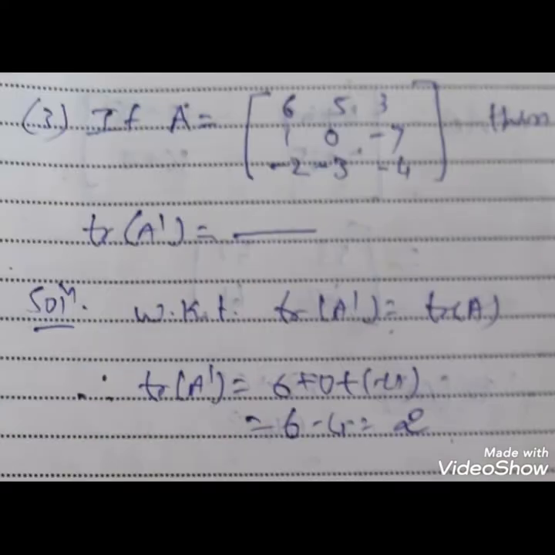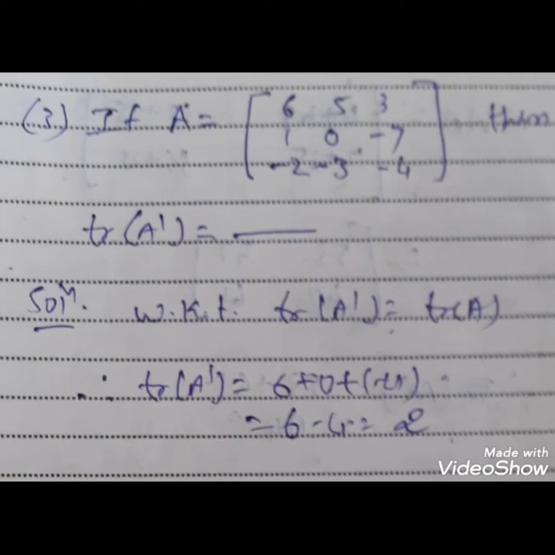Let us take one more example. Matrix A contains 6, 5 and 3 as the elements of the first row, 1, 0, minus 7 as the elements of the second row, and minus 2, minus 3, minus 4 as the elements of the third row. Then we have to find the trace of A dash. We have the property that trace of A dash equals trace of A. But see, 6, 5, 3 are the elements of the first row; if we take A dash, then they are in the first column. 1, 0, minus 7 are in the second column. So 6 is the first element, in the first row and first column, and 0 is the second element, in the second row and second column. Similarly minus 2, minus 3, minus 4 will be the third column. So minus 4 is the third element, in the third row and third column.